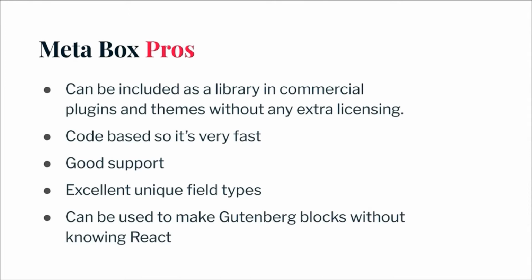There's one that I really like for geolocation, where if you give it a Google API key, then you can type in the name of a city, and it will go out and get coordinates for you that you can use to build maps. And it can be used to make Gutenberg blocks without knowing React. ACF can also do this. CMB2 cannot. So that's one advantage there.